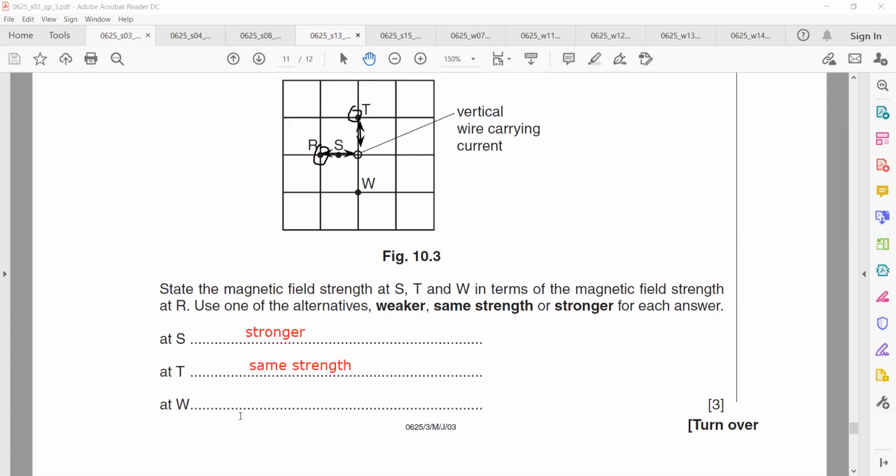What about W? When we compare R with W, that is also the same strength, because W is also 1 centimeter, the same distance as R. So these have the same distance, so the same strength, but S is closer, that's why it has a stronger magnetic field.